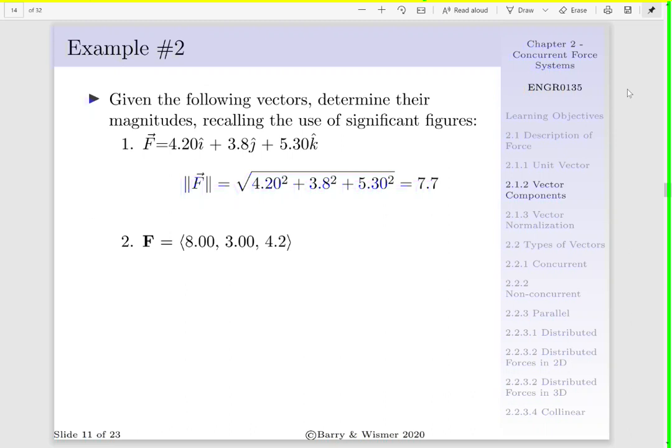If we look at example 2, to calculate the magnitude, we will take the square root of 8.00 squared plus 3.00 squared plus 4.2 squared. Now when we take 8 squared, we're going to express the result as 64.0. When we take 3 squared, we're going to express our result as 9.00. When we take 4.2 squared, we're going to express that result in 2 significant digits. Then when we sum these 3 terms, the least accurate input is going to define the accuracy of the result, and then we'll take the square root thereof. And we find the magnitude to be 9.5.